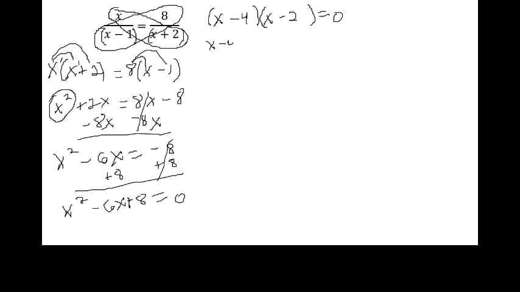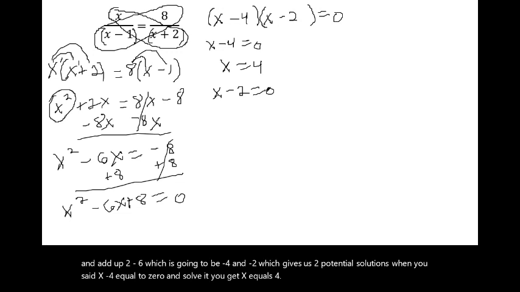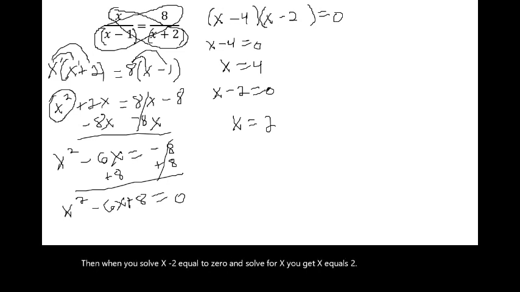When you set x minus 4 equal to 0 and solve it, you get x equals 4. Then when you set x minus 2 equal to 0 and solve for x, you get x equals 2. Notice how I didn't circle either of them yet, because whenever you have a solution to a rational equation, I don't care how many there are, you need to check them. So you actually need to check both of these to see if they work.